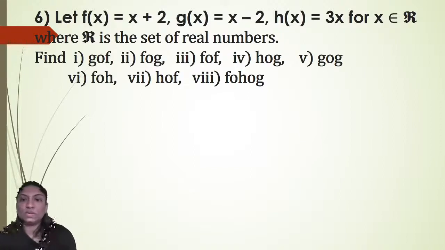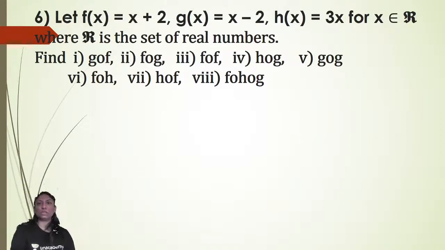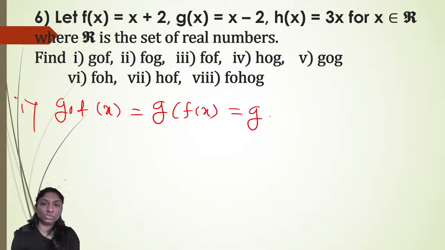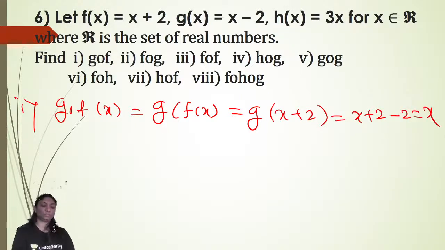Now let f of x is equal to x plus 2, g of x is equal to x minus 2, h of x is equal to 3x for x belongs to R, where R is the set of real numbers. Find g composite f. Okay. We have to calculate g composite f of x is equal to g of f of x, which is g of x plus 2, and g of x is equal to x minus 2. So x plus 2 minus 2, which is equal to x.